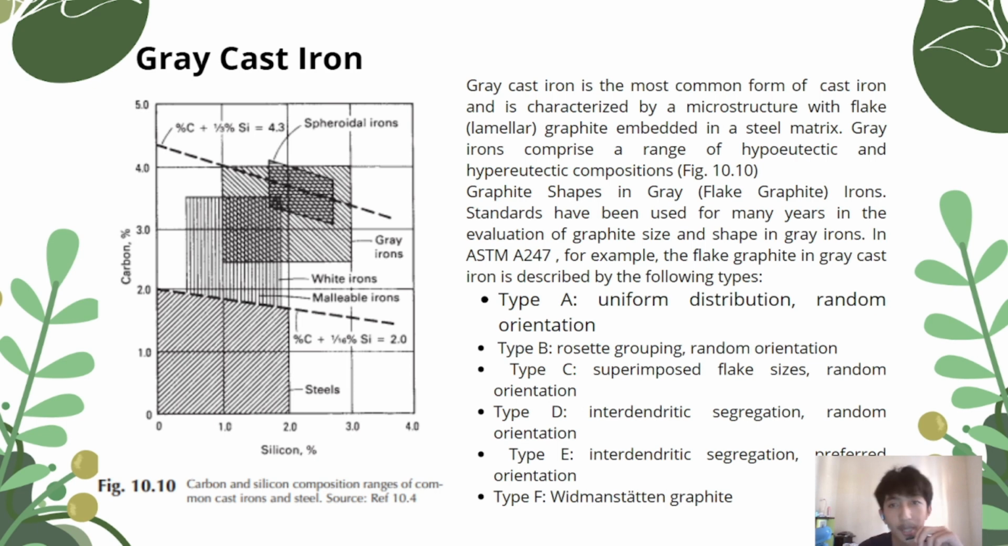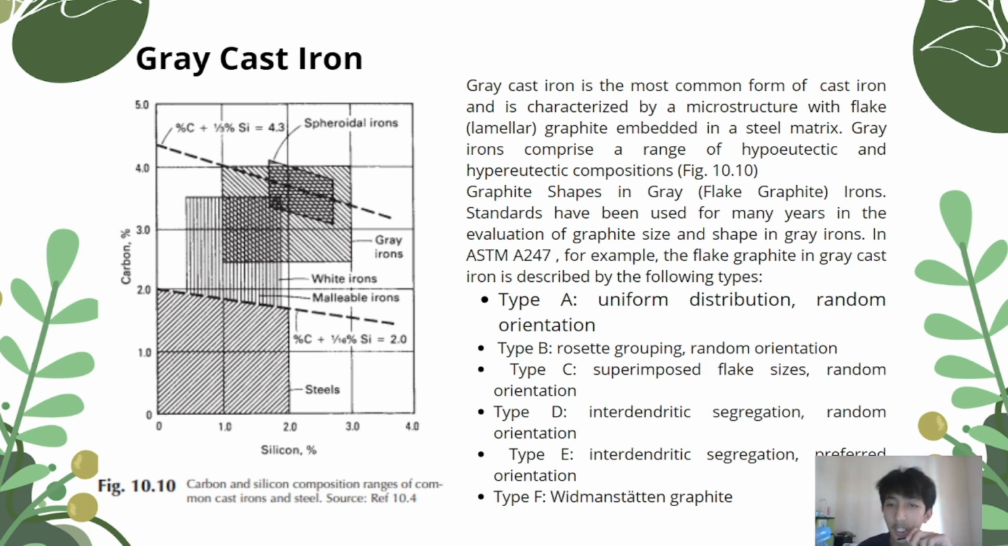Okay. Graphite charts in gray or flake graphite iron standards have been used for many years in the classification of graphite size and shape in gray irons. In ASTM A247, for example, the flake graphite in gray cast iron is described by the following types. The first is type A, uniform distribution, random orientation. Next is type B, rosette grouping, random orientation.